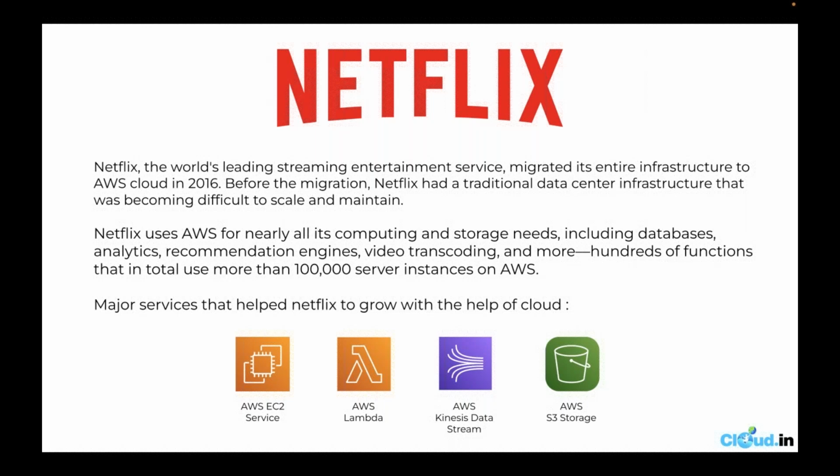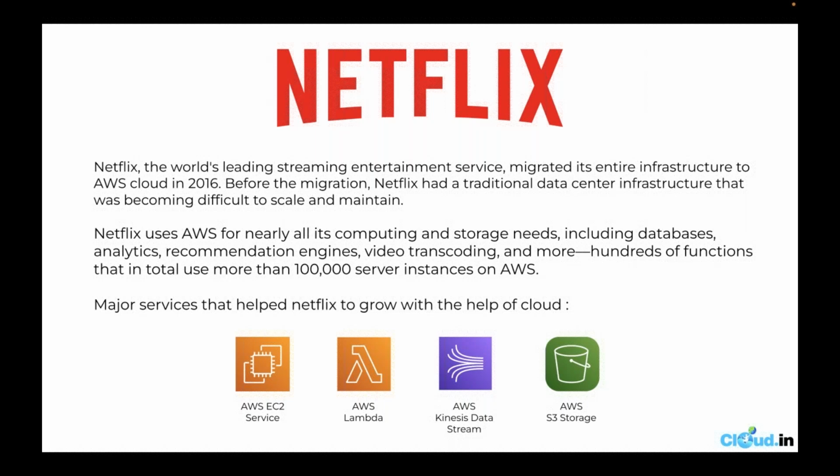Then cost saving, where AWS helped Netflix to reduce the infrastructure cost significantly by only paying for what it uses and eliminating the need to invest in expensive hardware or data centers. Earlier, Netflix used to invest a lot of money to buy and maintain the hardware, so now the cost cutting was done on that part as well. The next big thing was global reach. AWS has a global presence, so it has helped Netflix to expand its services to new regions and reach more customers worldwide.